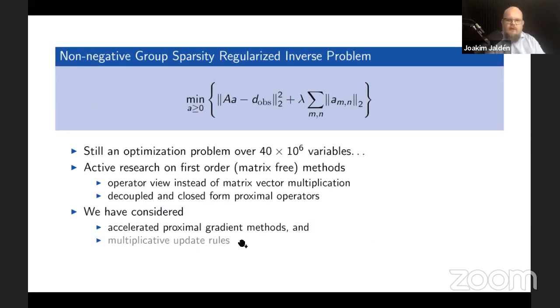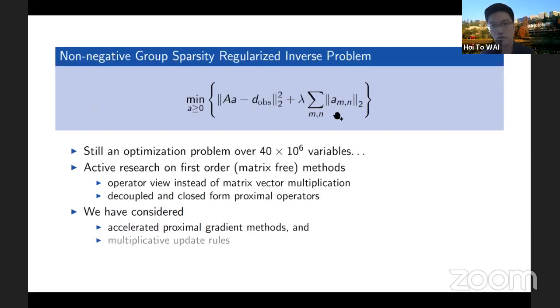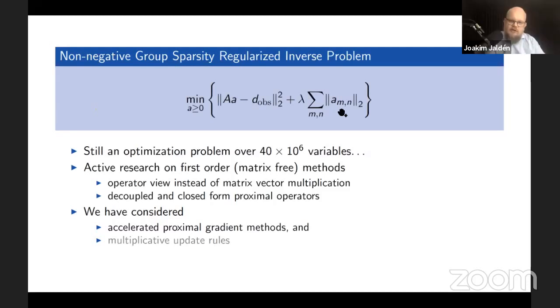We haven't really followed up with that in writing, but there are, of course, well-known multiplicative update rules for positivity constrained quadratic problems. I have seen, coming out of the matrix factorization literature, people that have addressed similar regularization as the group sparsity here to incorporate that into the multiplicative updates, and we tested a little bit with that.